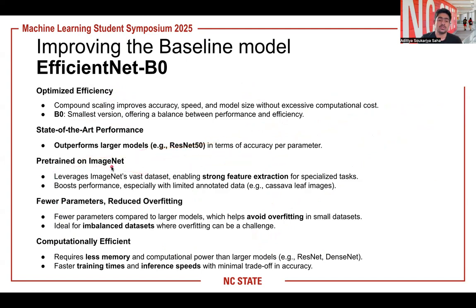It has also been pre-trained on ImageNet, enabling strong feature extraction. It boosts performance. It has been trained on fewer parameters, so it reduces overfitting and is ideal for imbalanced datasets. And it is also computationally efficient as it requires less memory.